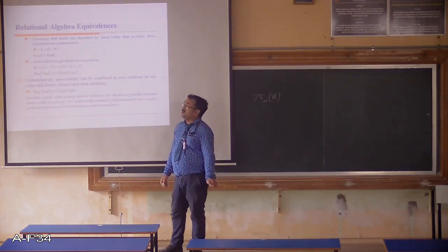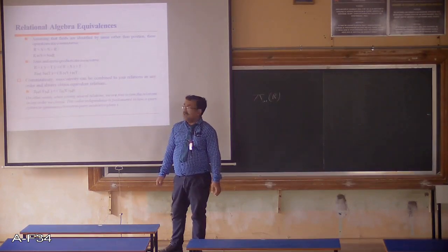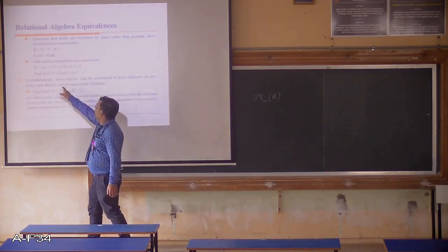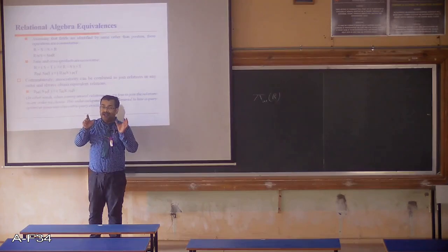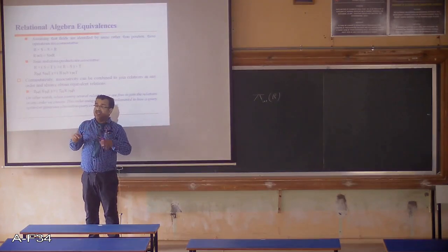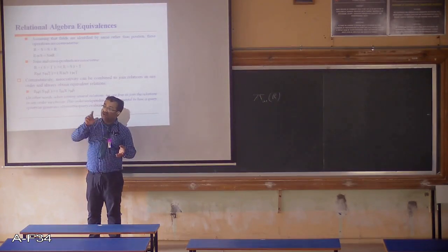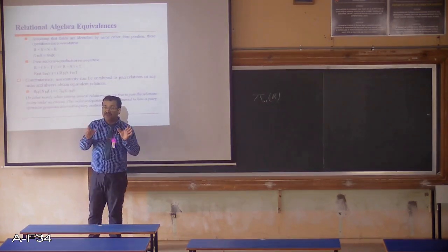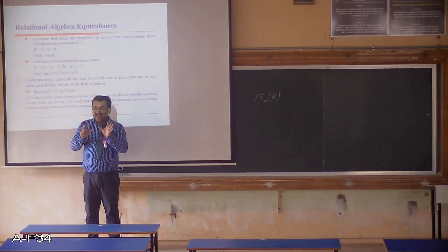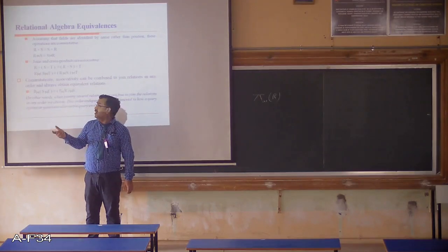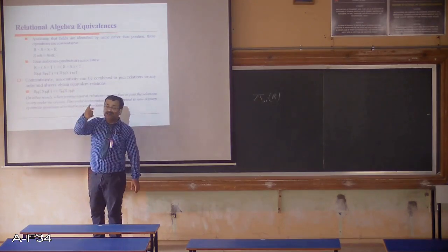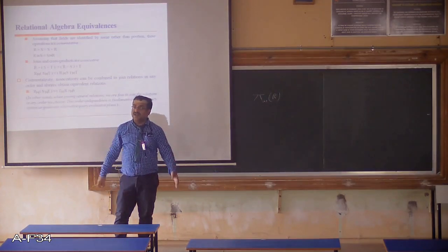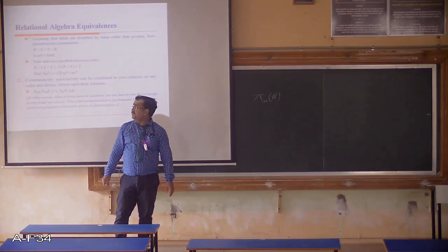Similarly, join and cross products are associative. Associative means that when you have three relations, if you do S cross product T first and then do the cross product of R on that result, it is the same as when you do the cross product of R and S and then take the cross product of T on the result set of R cross S. You get equivalent relations there.